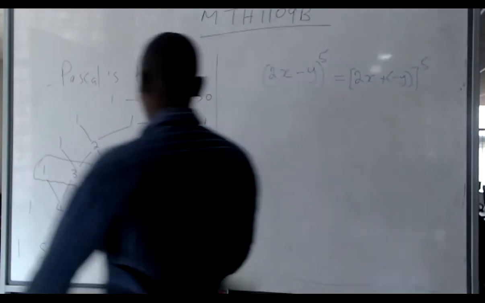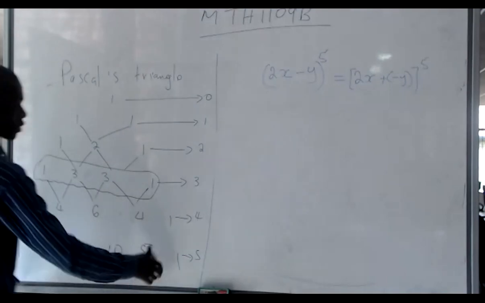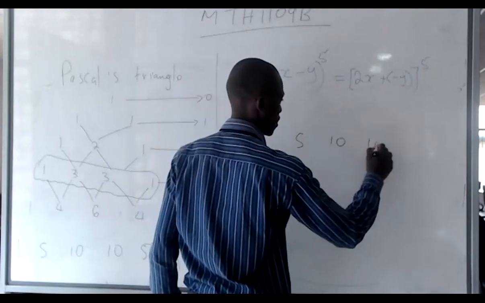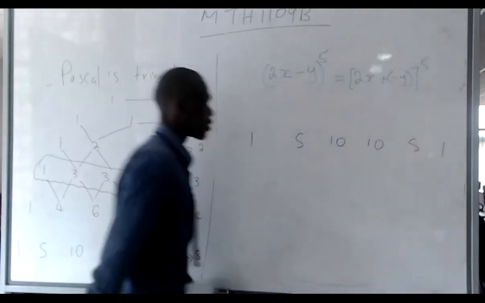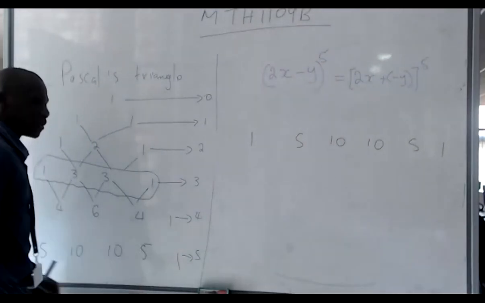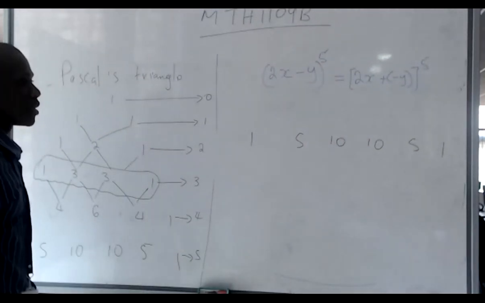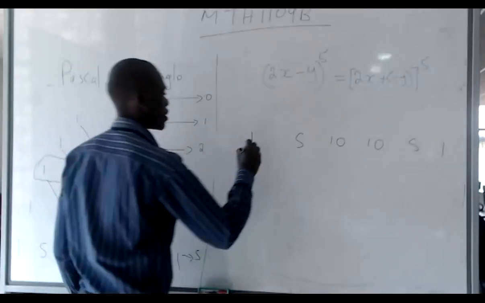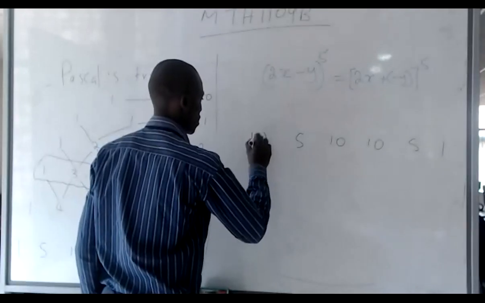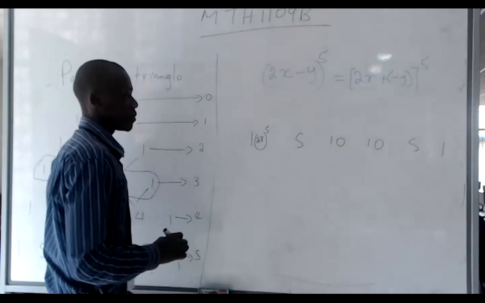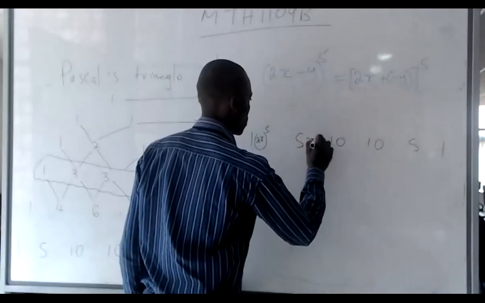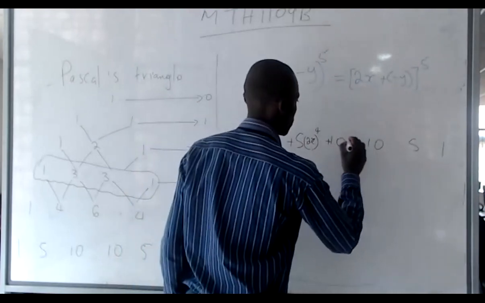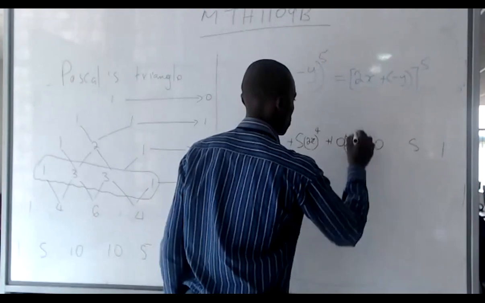So in this case, we have the coefficients 1, 5, 10, 10, 5, and 1. Those are the coefficients which you have obtained from the Pascal triangle. Now we start off with the first term. In this case, the first term is 2x. So we'll have 2x raised to the power 5, and then 2x raised to the power 4, and then 2x raised to the power 3.